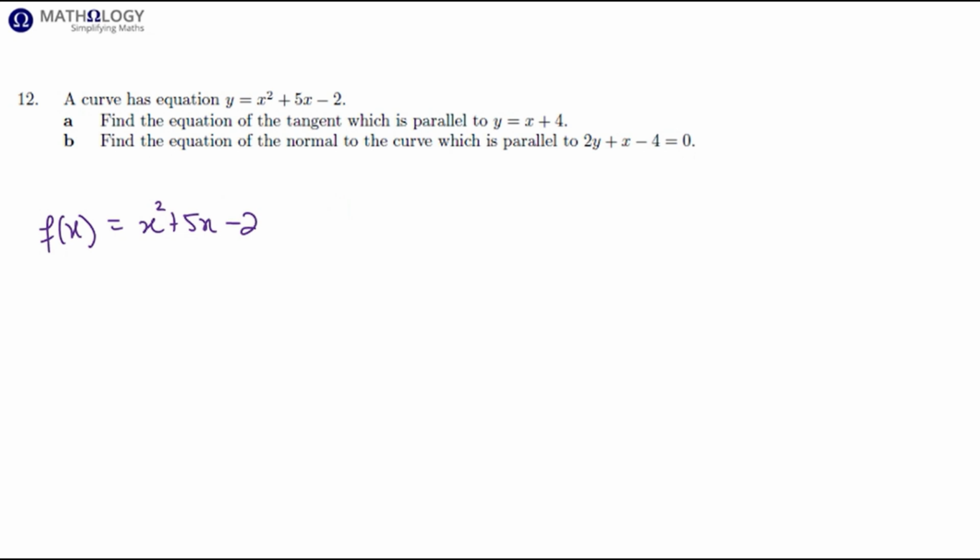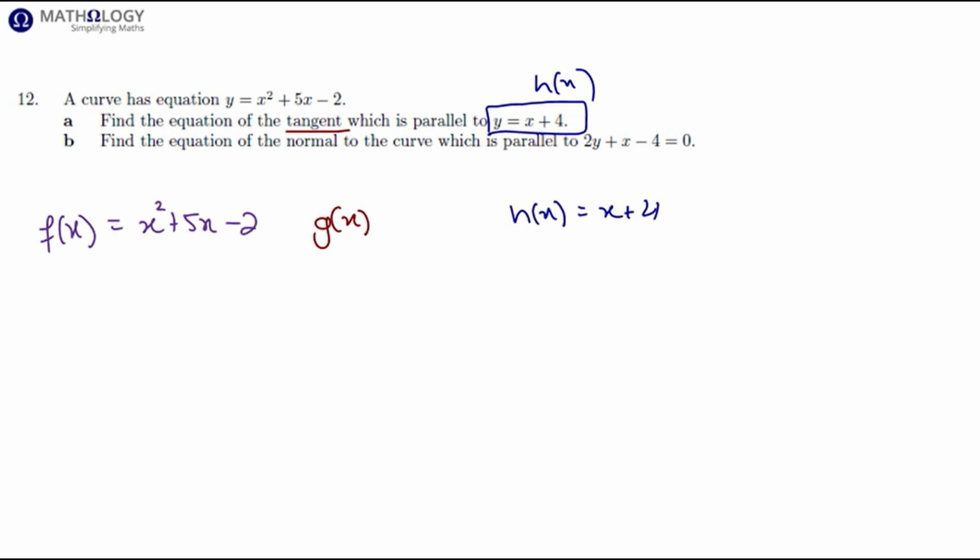We will call g of x the tangent. We'll call the tangent g of x. Y equals x plus 4 we will call h of x. And we're going to worry about part B when we get there.